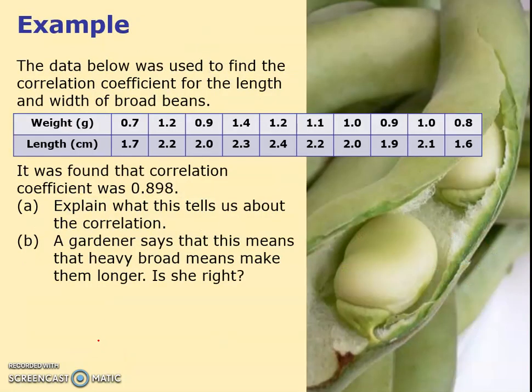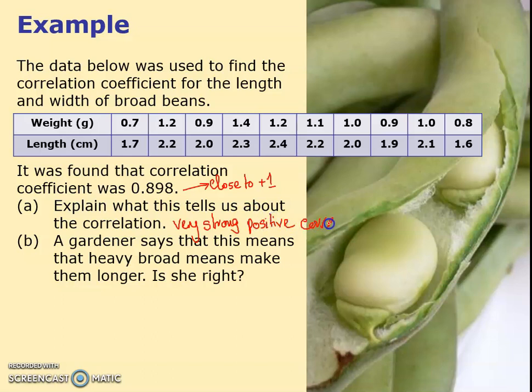Now, this is another type of question. I'm giving you the actual numbers here, but you don't need them. It says the data below was used to find the correlation coefficient for the length and width of broad beans. Presumably these are the broad beans. It was found that the correlation coefficient was 0.898. Now, straight away I'm thinking that is close to 1. And it's close to positive 1, actually. So explain what this tells you about the correlation. I would describe this as a very strong correlation. Why very strong? Because it's really close to 1. Very strong positive correlation.